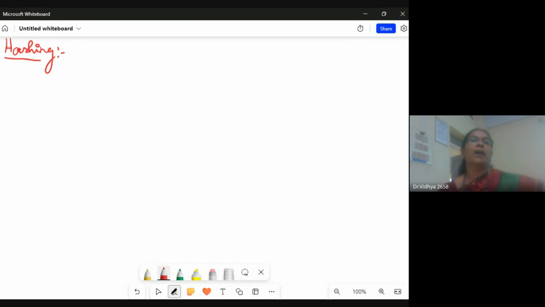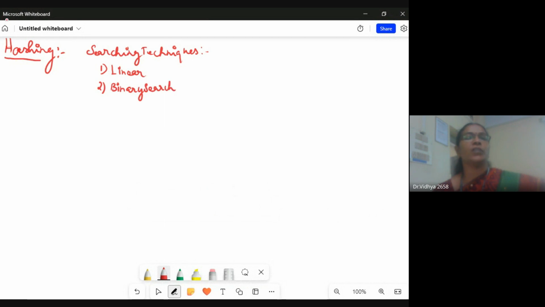Basically, we have studied two searching techniques, right? What are the searching techniques we have studied? We studied two main techniques. One is linear search. Another one is what? Binary search, right? So, what are the main differences between linear search and binary search?